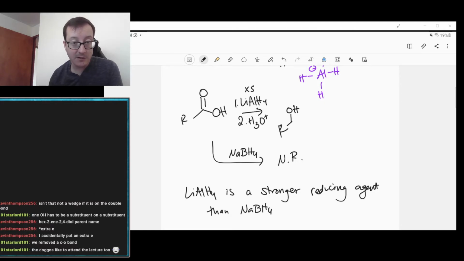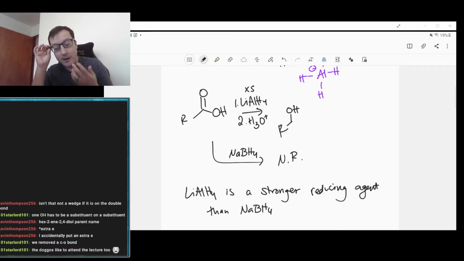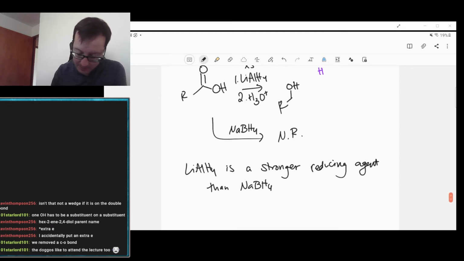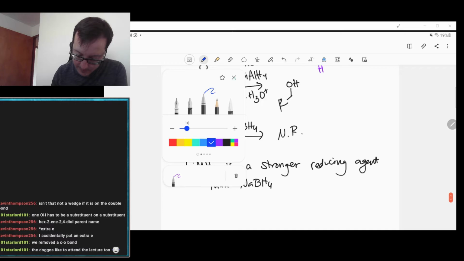It's a stronger reducing agent. It's more likely to explode. There are real life considerations to take into account here. So if you can use sodium borohydride to get your reaction to reduce, you should. If you have to use lithium aluminum hydride, then you'll use it. So I'm going to write that so that we have that on record here.